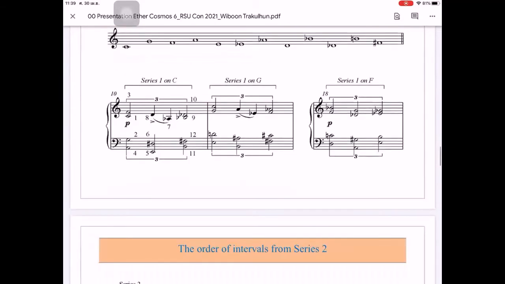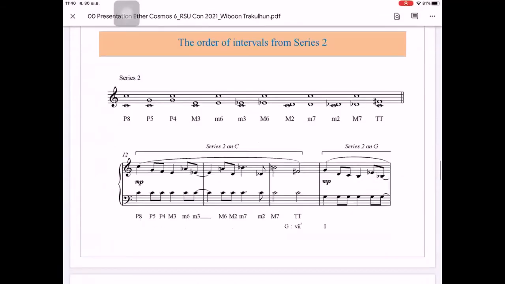The sequence of intervals from series 2 appears in measures 12 to 21 by making the interval on the pitch center C, G, and F consecutively.